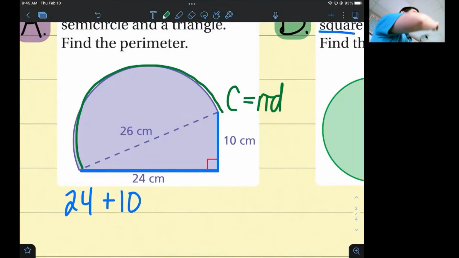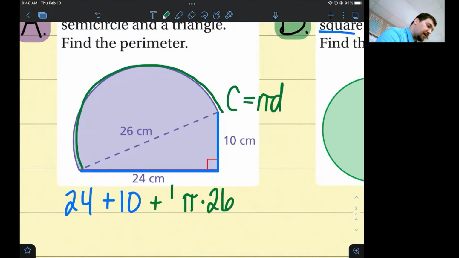So when I'm finding the length of that curved edge, I'm going to add pi times 26 because that's pi times diameter, but that's going to give me a full circle. This isn't a full circle, it's a semicircle. What fraction of a circle is a semicircle? Half of one. So I'm going to take half of that. Now you can save yourself half a second if you know what half of 26 is. Do you know what half of 26 is, Branson? 13. So you just save yourself half a second.